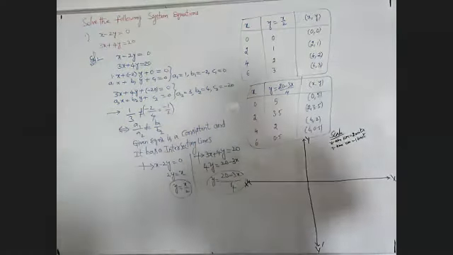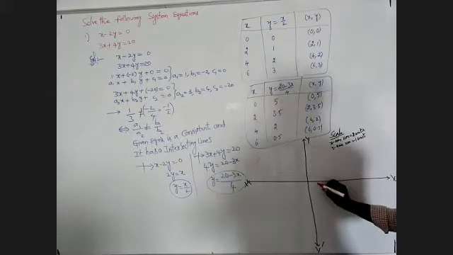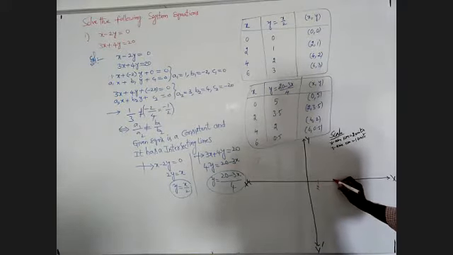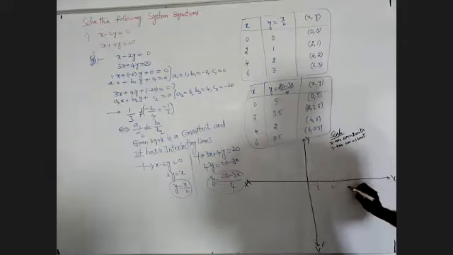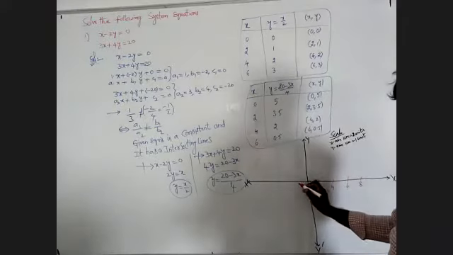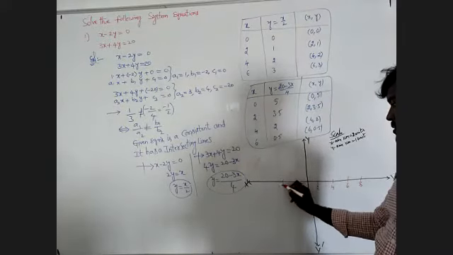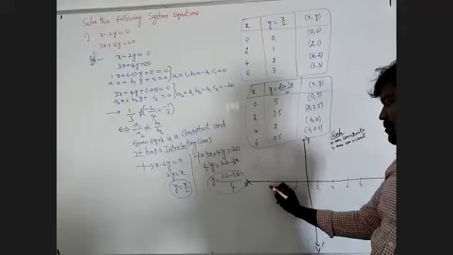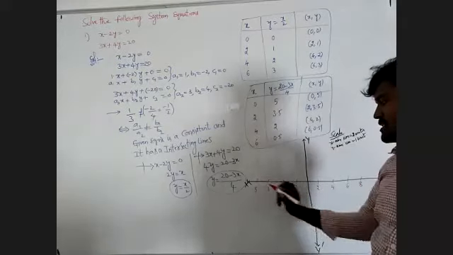First, plot the x-axis. This is the positive x-axis. This becomes 2, this is 4, this is 6, this is 8. This becomes 0. Then we have to take -2, -4, -6, and also -8.